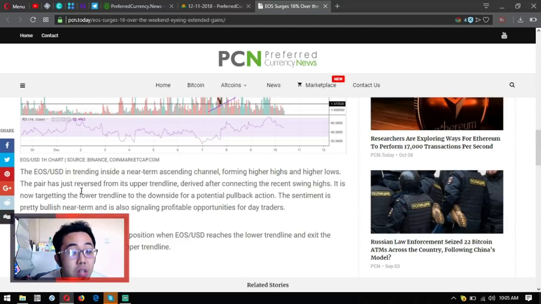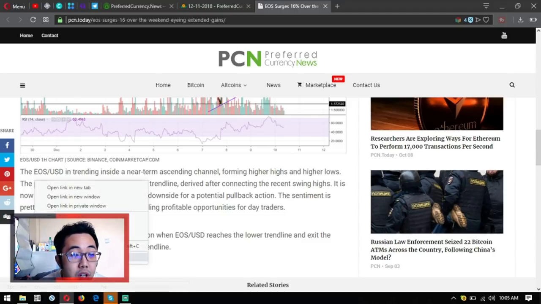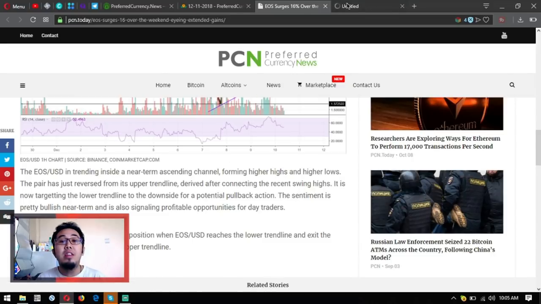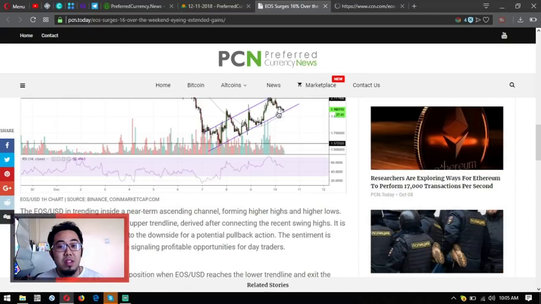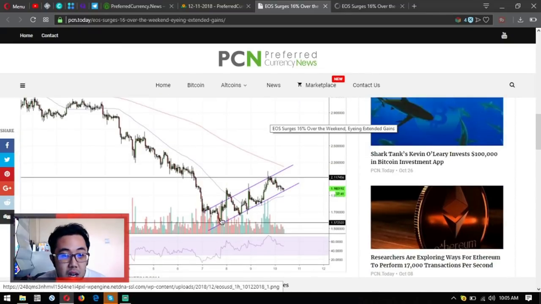That said, traders can open a long position when EOS USD reaches the lower trend line and exit the trade when the pair touches the upper trend line. This is very, very nice, and as you can see here in the chart, look at this. EOS is on the uptrend. See that one?